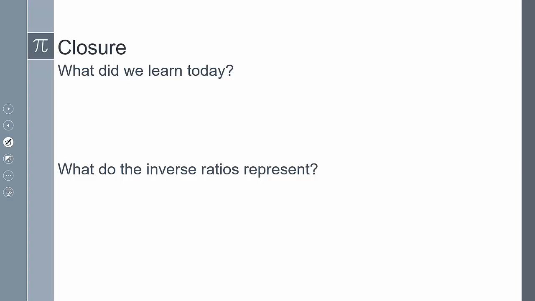So what did we learn today? Today we talked about sine, cosine, and tangent inverse, and that sine and sine inverse are inverses of each other, and so they will cancel out, and we use the inverse ratios to be able to find the angles. That's what the inverse ratios represent. They represent the angle of whatever sine, cosine, tangent, whatever it is. So it represents an angle, and that's very important.